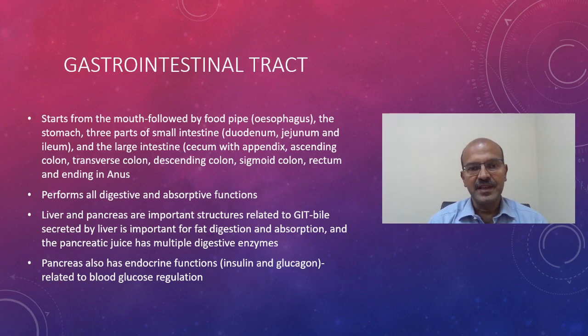It starts with the cecum, and appendix is a portion of the cecum, a small projection. We have the colon, which is ascending colon, transverse colon, descending colon, leads on to the sigmoid colon, and finally the rectum opening into the anus. So we have the gastrointestinal tract to perform all the digestive and absorptive functions.